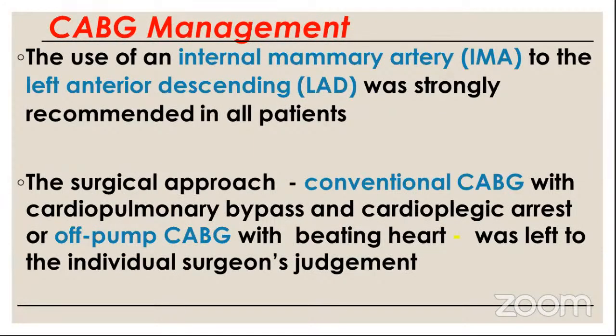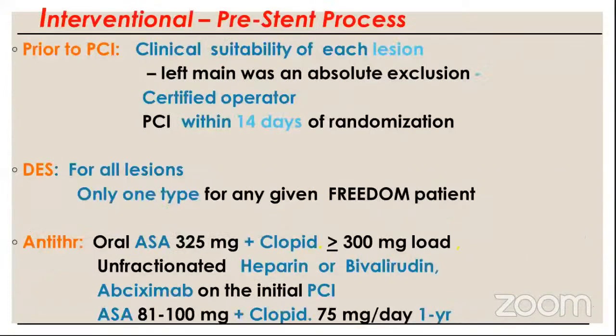So in terms of CABG management, the use of an internal mammary artery to the left anterior descending was strongly recommended in all patients. The decision whether to go for conventional CABG versus a pump CABG was an individual surgeon decision. Regarding the pre-stent process, patients with left main disease were an absolute exclusion from this study. And for all patients who received drug-eluting stents, there was only one type, which was used for all the patients. And those patients were treated medically with aspirin, clopidogrel, anticoagulation, and clopidogrel was discontinued in less than a year.